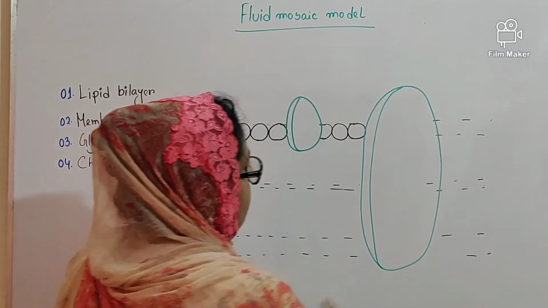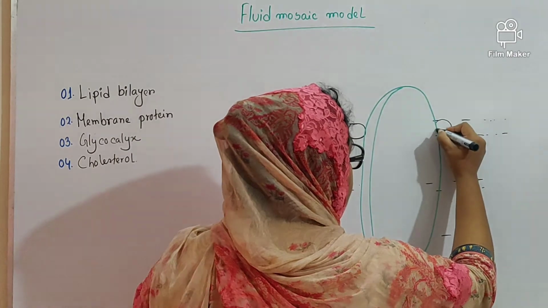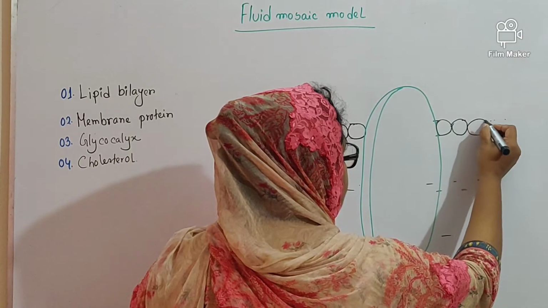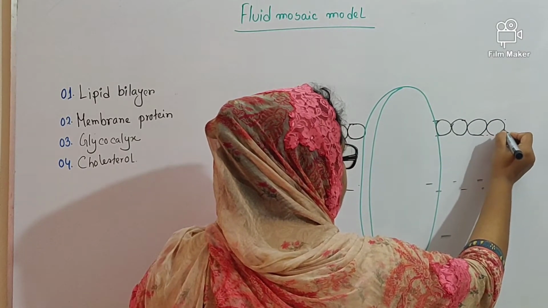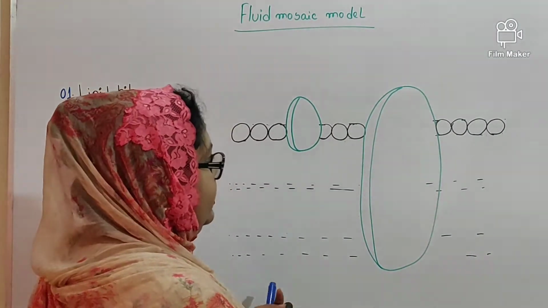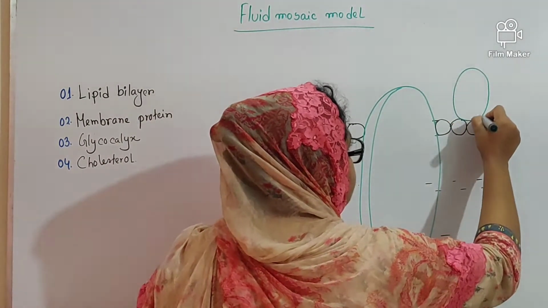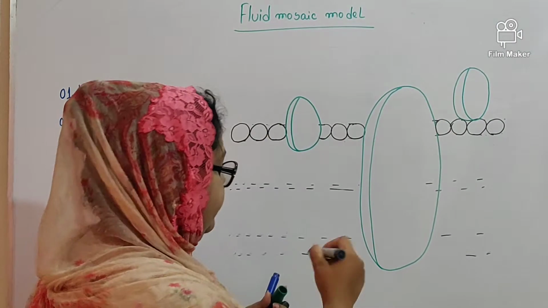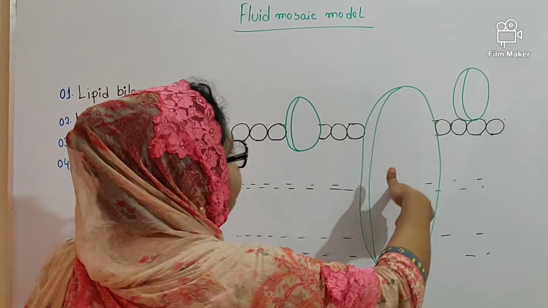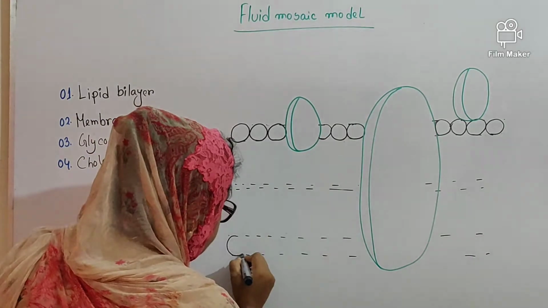Then you will draw more phosphate heads. Okay. Then you draw another protein molecule that remains present on the surface of this cell membrane. Okay. There are three protein molecules: the lipid binding protein molecule, the integral protein molecule and the peripheral protein molecule. Now, the lowermost layer.